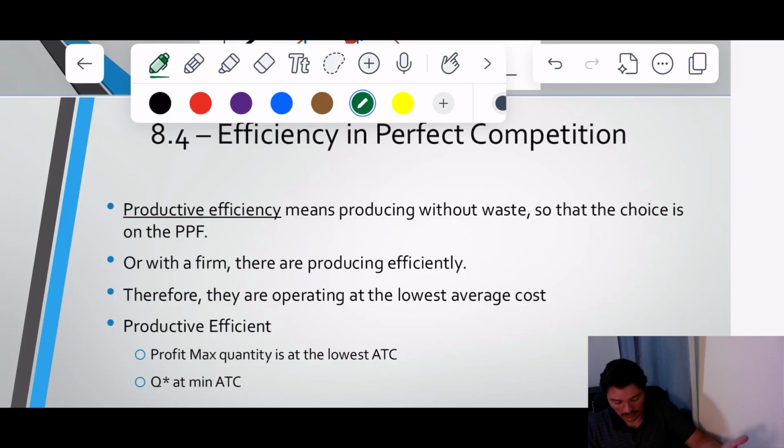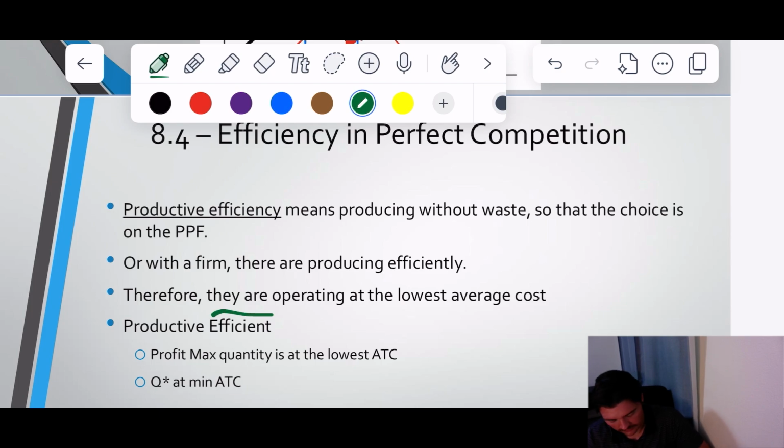For a firm that is producing efficiently, they are at the lowest average total cost, right? And that just makes sense. If you are efficient, you are at the lowest possible cost, okay? So if a firm is productively efficient, its profit max quantity is at its lowest ATC. So what we're looking for to determine if a perfectly competitive firm is productive efficient is their quantity at the minimum ATC. That's what we're trying to do, okay?